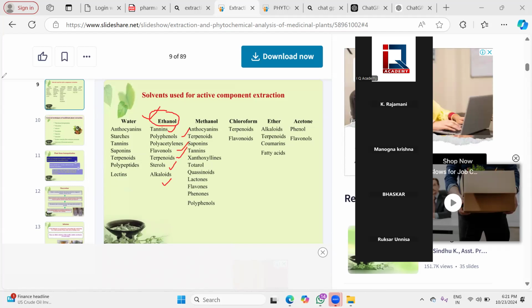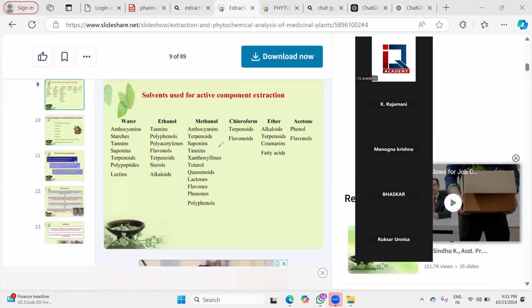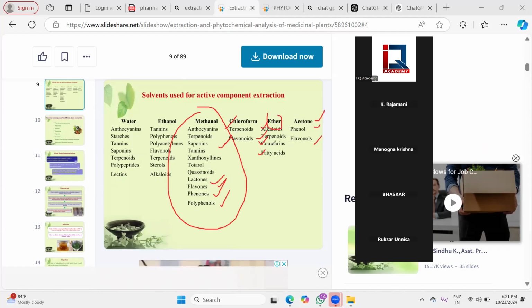Then let's see methanol. Methanol is almost the same: saponins, terpenoids, anthracene, tannins, right? Also look, lactones, flavones, phenones, polyphenols, all these substances can be extracted using methanol as a solvent. Chloroform, flavonoids and terpenoids, right? Ether, alkaloids, terpenoids, coumarins, fatty acids, we use ether as a solvent. And acetone for phenols and flavonols, we can use as a solvent.